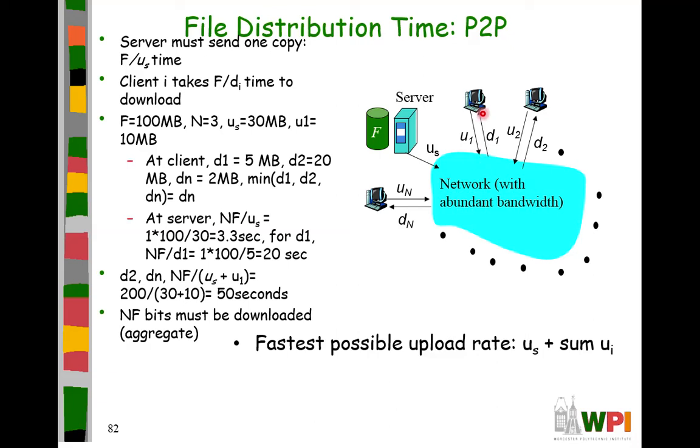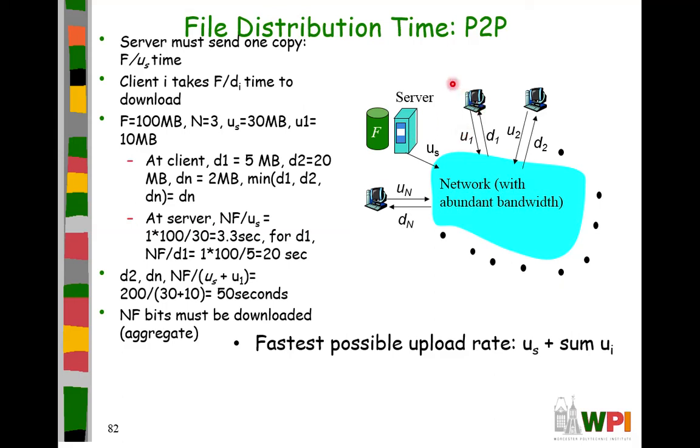From here to here it depends upon this bandwidth, and the D1 bandwidth is 5. So one copy is sent here, so 1 into 100 divided by 5, 20 seconds. So the time from here to here is 23 seconds. Okay, now the file is present here and here.